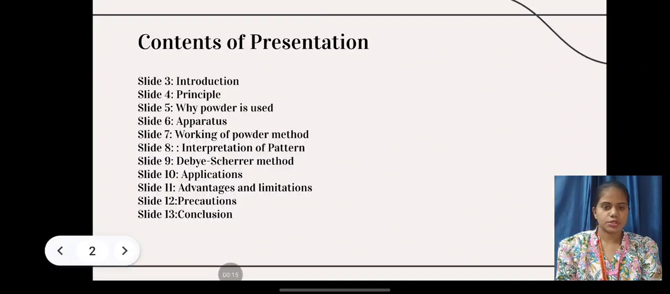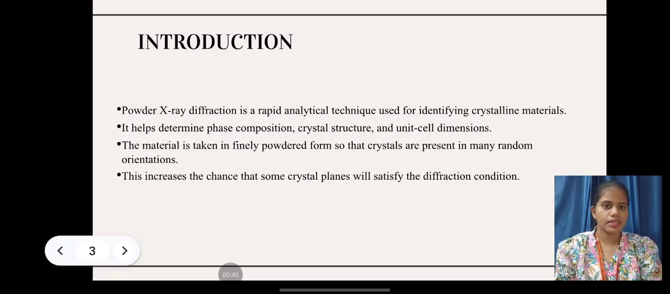Context of the presentation. Slide 3. Introduction. Slide 4. Principles. Slide 5. Why powder is used. Slide 6. Apparatus. Slide 7. Working of powder method. Slide 8. Interpretation of patterns. Slide 9. Debye Scherrer method. Slide 10. Applications. Slide 11. Advantages and limitations. Slide 12. Precautions. Slide 13. Conclusion.